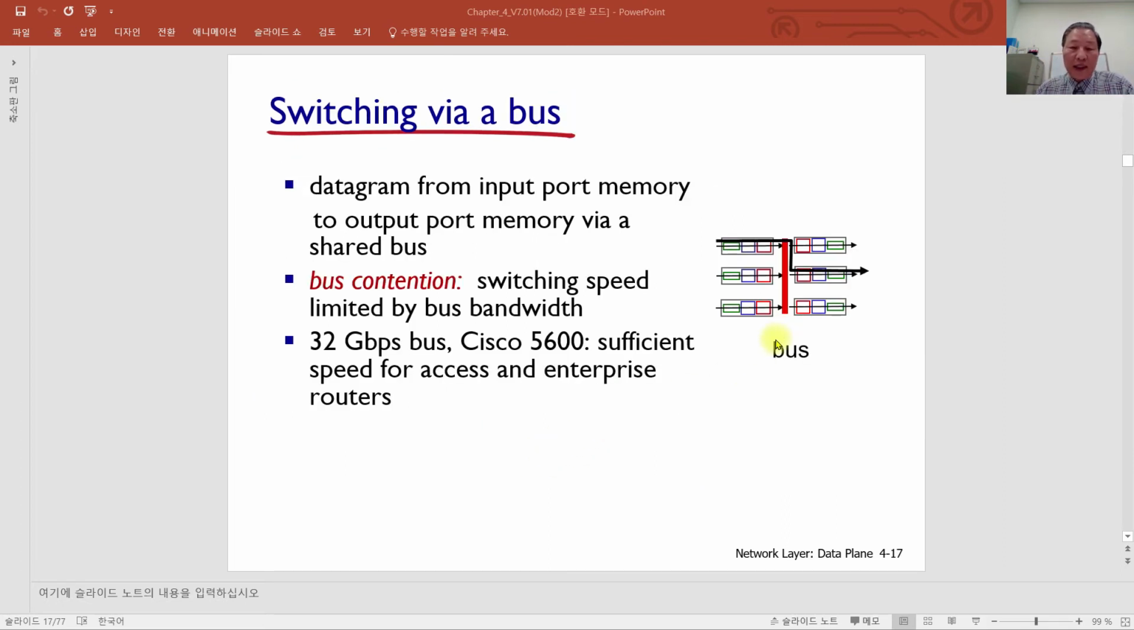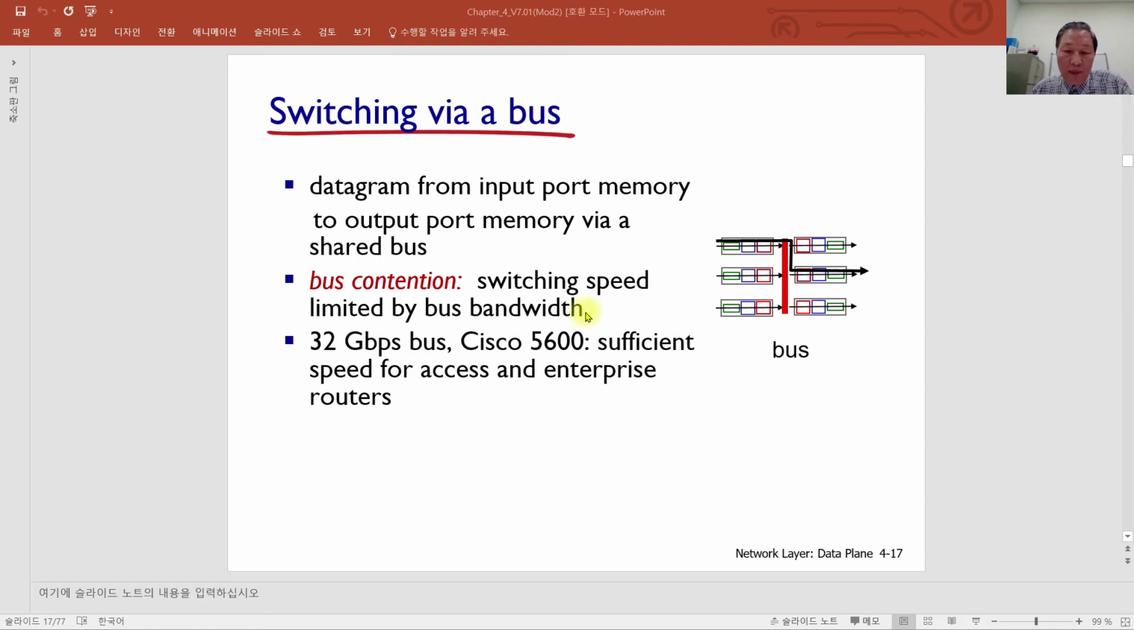And this is another architecture, using a bus. This one provides higher performance and is more expensive than the previous one. The datagram goes from input port memory to output port memory by a shared bus. This is the input link and output link. Here, this is the bus architecture. If they are going out, they have to pass through that bus. That is called bus contention, and the bus will be shared. There is some bottleneck depending upon the contention. Conflict. That is called bus contention.